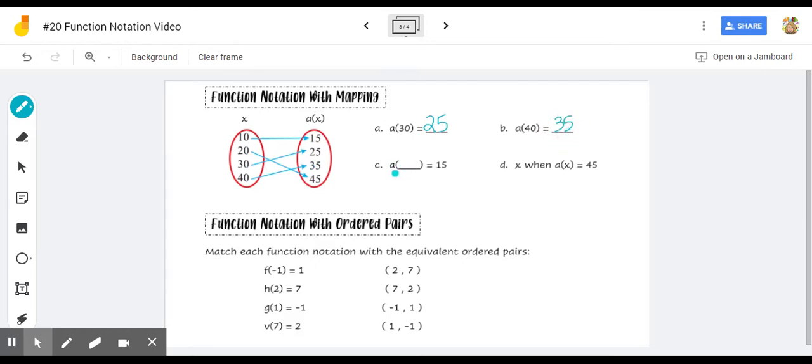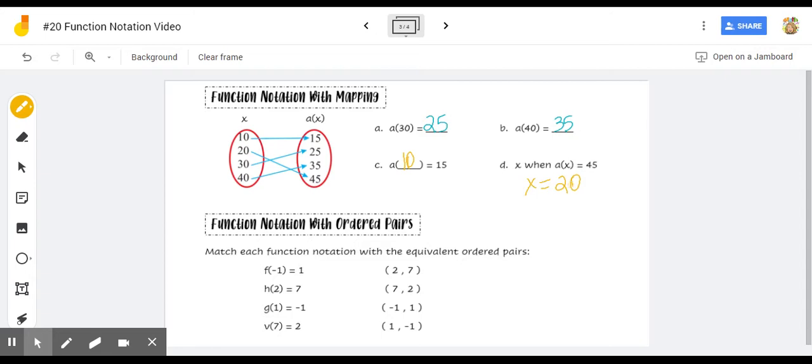Okay, now we need to find A of what input would give us an output of 15. So let's take a look here. If I have an output of 15, then my input should be 10, according to my mapping. And what is x when A of x equals 45? That means my output is 45, and as I look at my outputs of 45, I follow my arrow back to my input of x. So x would have to be 20 in order to have that output of 45.